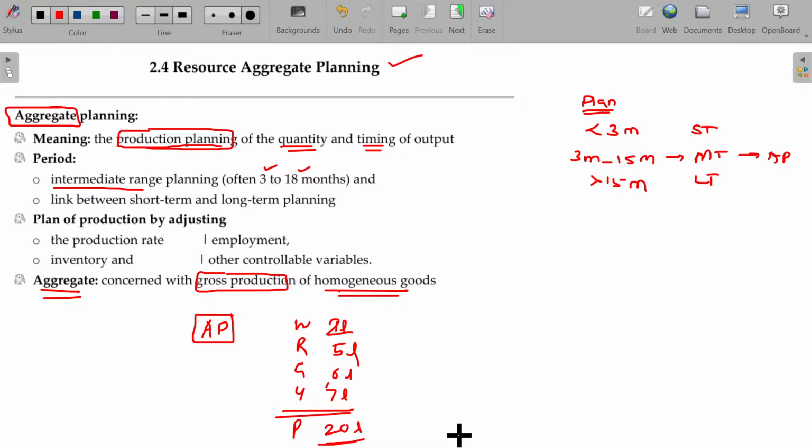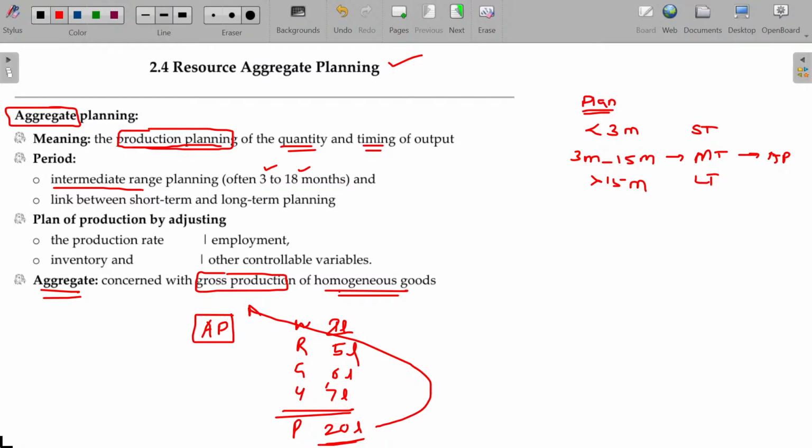Now they plan for producing 20 lakh liters of paint. It is not about what color it is; it's only paint. All these things are variants of colors. Anyhow, it's a homogeneous good only, the basic ingredients being the same. Is that okay? Now, gross production of 20 lakhs is considered as the aggregate.